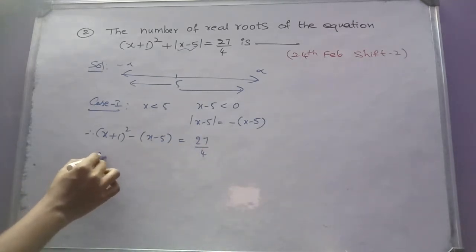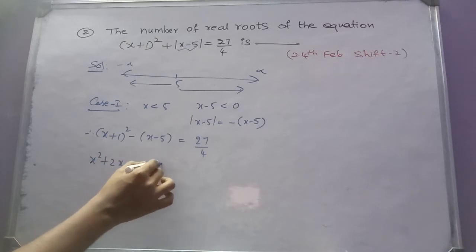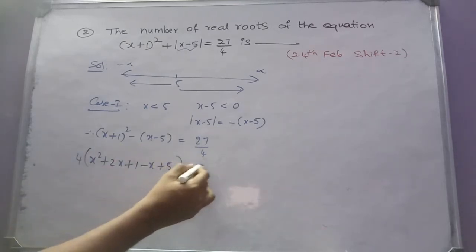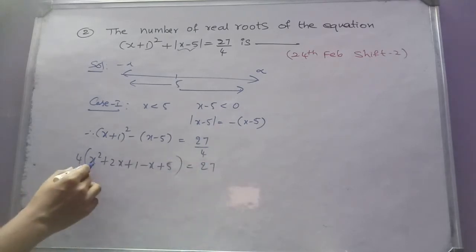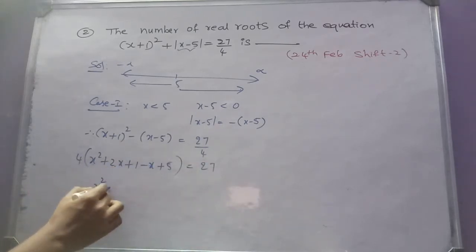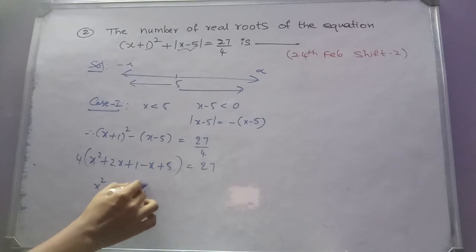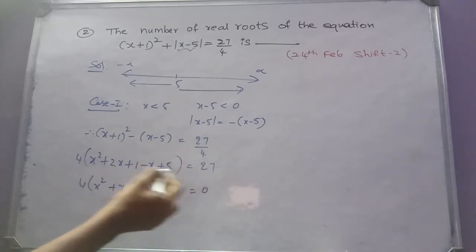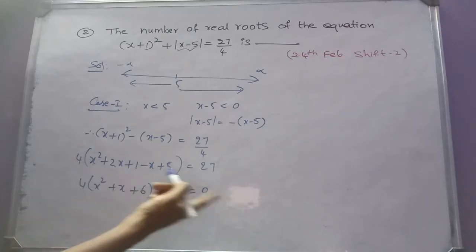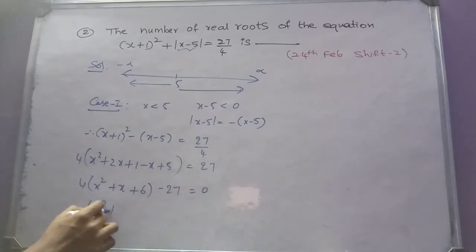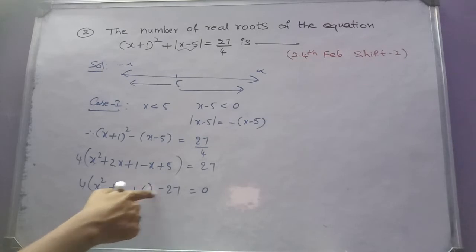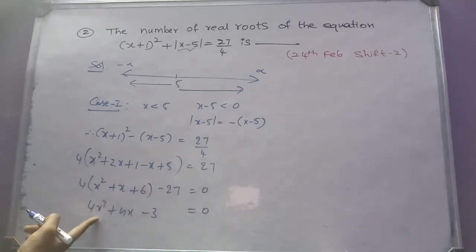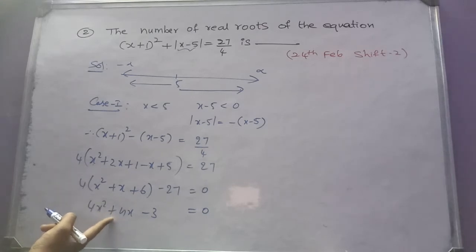So x square plus 2x plus 1 minus x plus 5, and then 4 will be cross multiplied, the left side equal to 27. So what is it? x square, 2x minus x is x, 1 plus 5 is 6, and the entire thing is multiplied with 4, and then 27 comes to the left side, minus 27 equal to 0. So 4x square plus 4x, and then 24 minus 27 is minus 3, equal to 0. Another quadratic equation. So you can split the middle term.